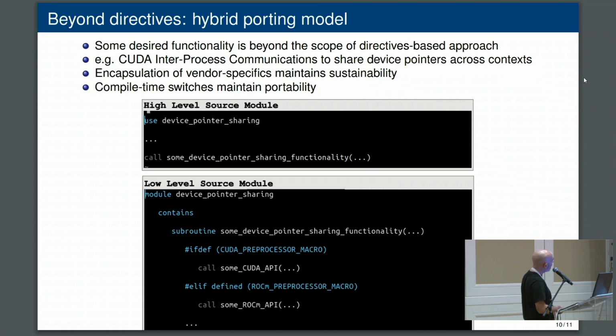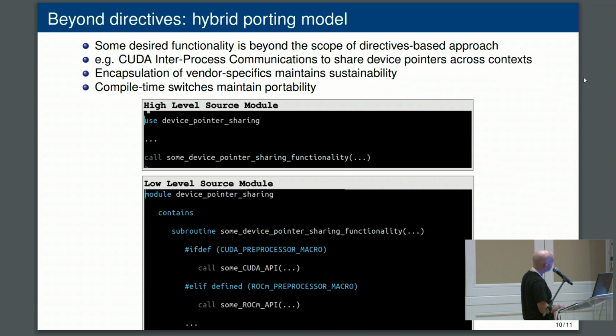So we might have something like this where we keep things very generic in a high-level source model, but then underneath, at the lowest levels, we can easily just use some proprietary language calls as required, something with CUDA, something with ROCm, whatever it is. But again, by encapsulating any vendor specifics in the lower level models, we're maintaining the ideas of sustainability that we talked about at the beginning.